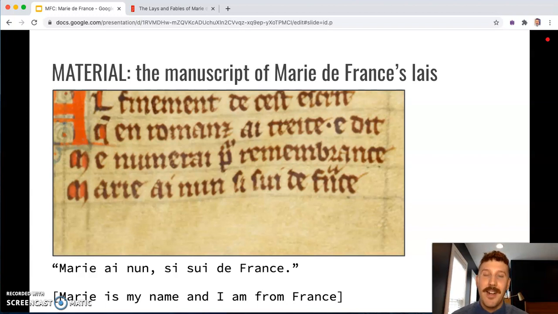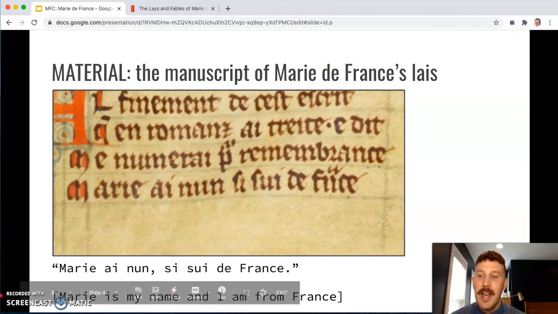She says, I'm the writer, and I want you to know who I am. So this is a really fascinating and crucial part of this manuscript that tells us just a little bit about who Marie was. I'll be talking more about her likely culture and context in the context section. But for now, this is the manuscript section, or the material section, and I'm just going to take a pause and we can pick back up in the form section.